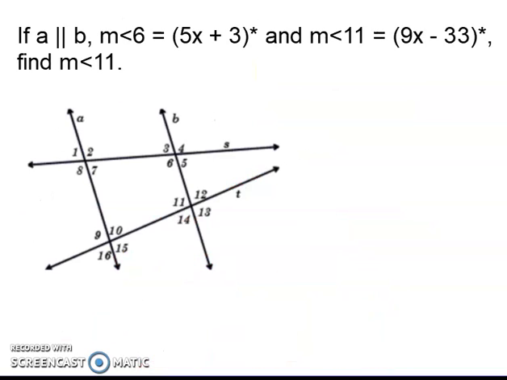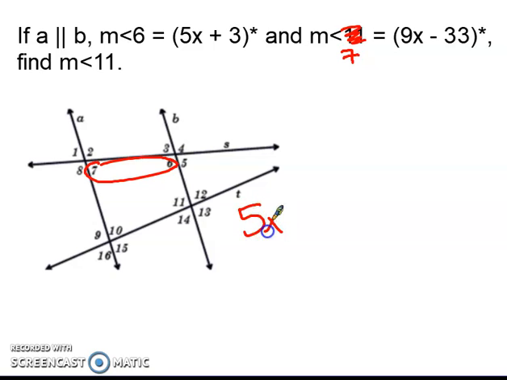If A is parallel to B, the measure of angle 6 is 5x plus 3, and the measure of angle 11 is 9x minus 33. I do apologize, there is a typo. This should not say angle 11, this should say angle 7. Angle 6 and angle 11 don't have a relationship because we don't know that S and T are parallel. Now, if I look at 6 and 7, they're consecutive interior.